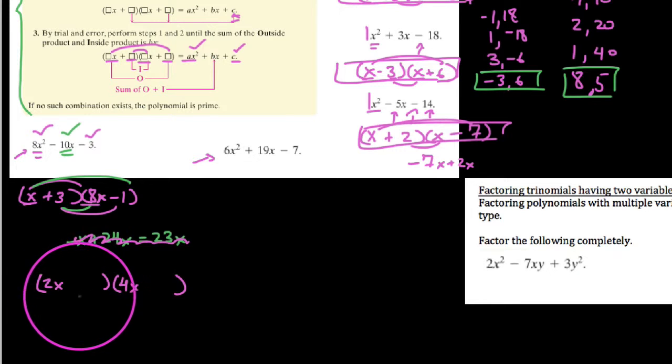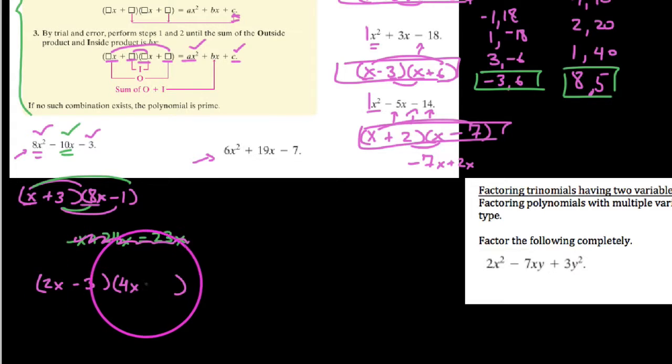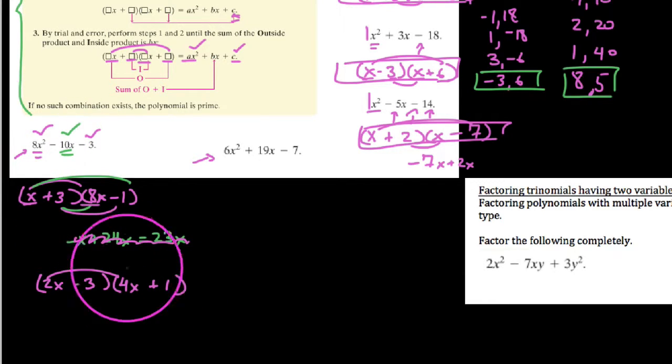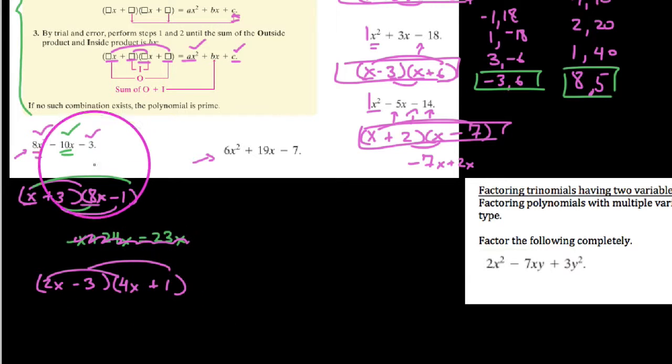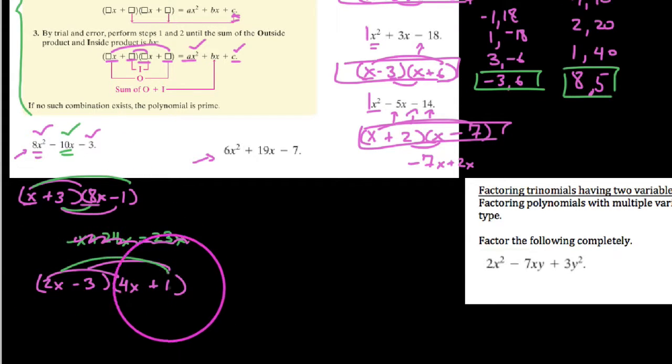So we say 2x and 4x. And in terms of what I could put in here now, I could say maybe negative 3 and positive 1. So I know this. I know I've got my 8x squared. Boom. I know I've got my negative 3 in the back. So let's check our outer and our inner.